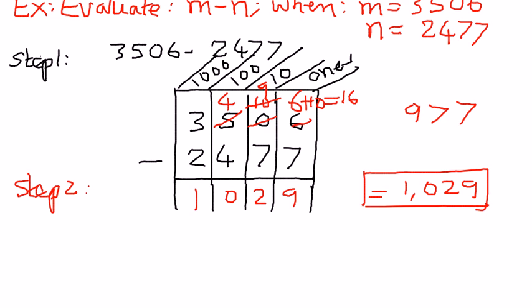In step number 2, we said if the numbers in the top row are less than the numbers in the bottom row, we're going to borrow from the next place value. And when we complete the operation, we come up with an answer, and this is where we want to leave it. So when we subtract 2477 from 3506, we are left with 1029. That is our answer.